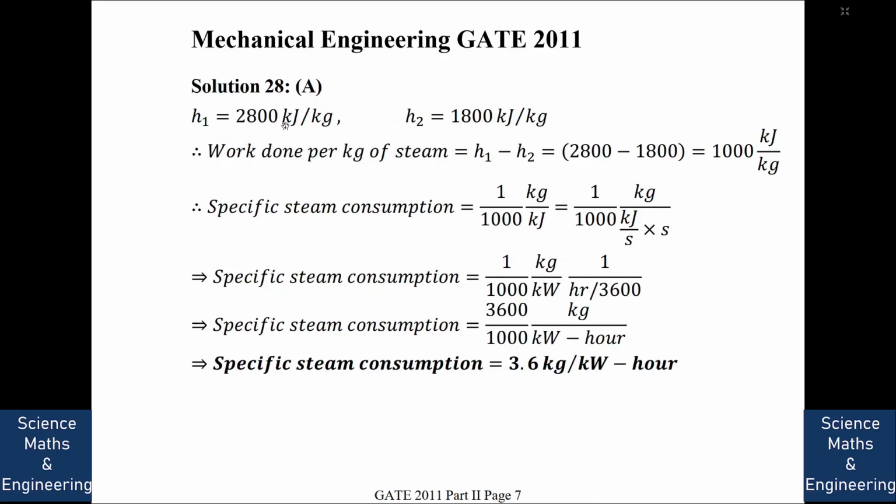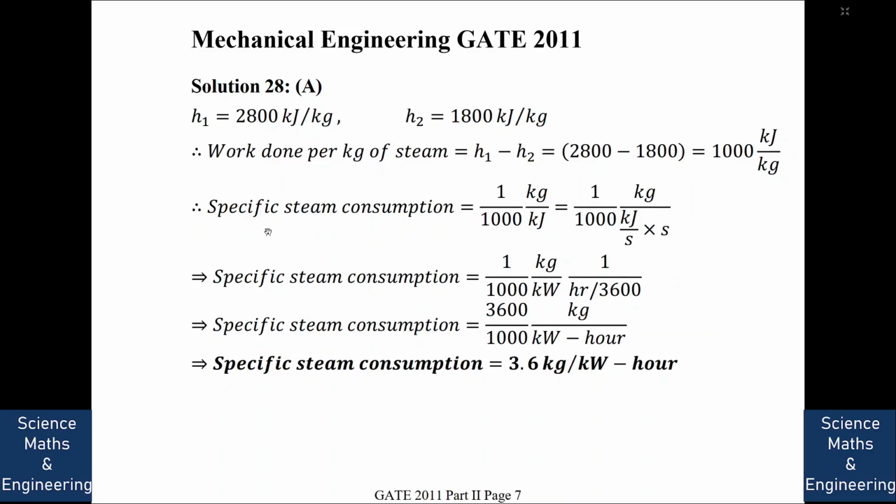H1 is 2800 kilojoule per kg, H2 is 1800 kilojoule per kg. So work done per kg of steam would be H1 minus H2. So this is basically the enthalpy of steam entering the turbine minus the enthalpy of steam leaving the turbine. So that is the work done, which is equal to 1000 kilojoule per kg. Now as we are neglecting pump work, our total work done is 1000 kilojoule per kg. Okay, if we had some pump work, then we would have to subtract that part.